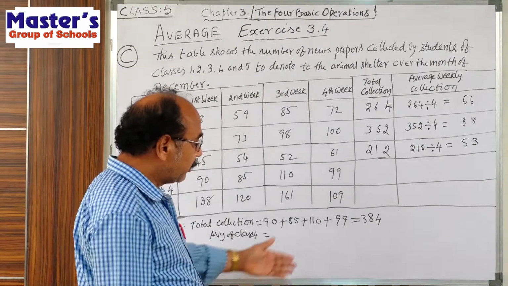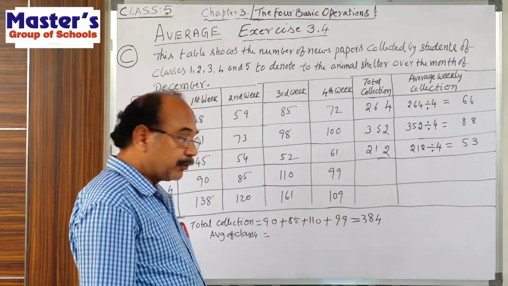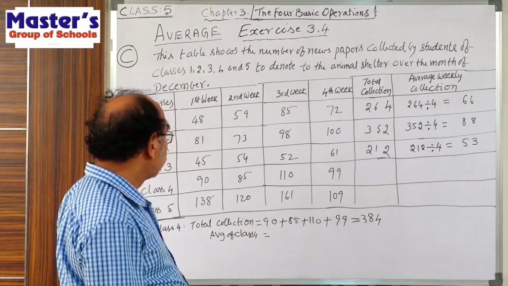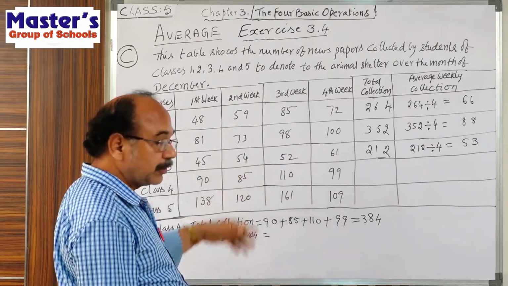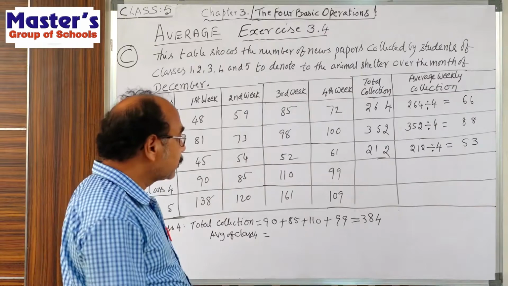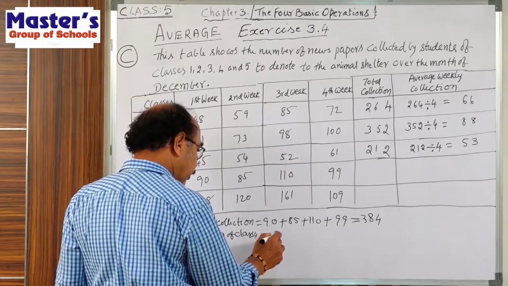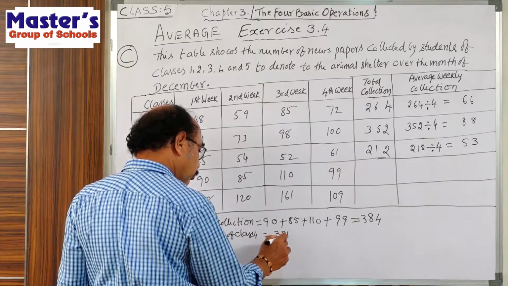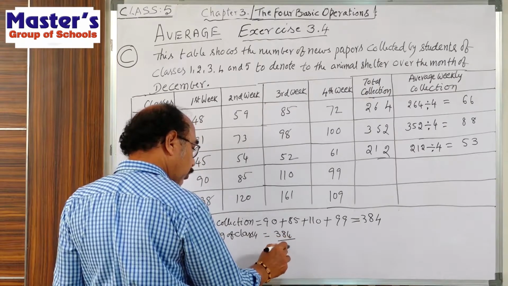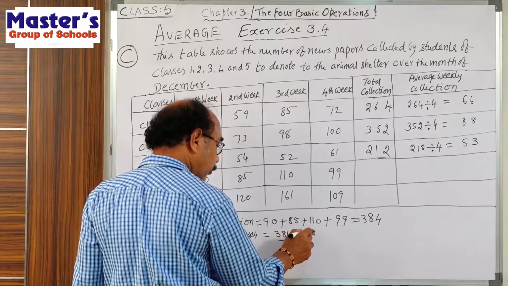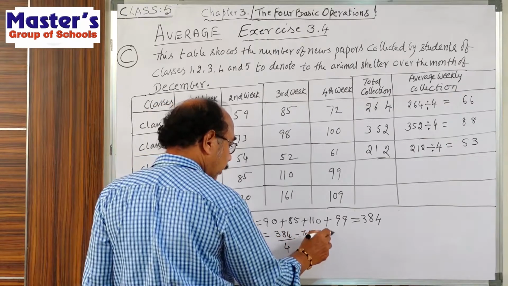Average means we divide the total by 4. Why? Because it is 4 weeks, no? To calculate the 4 weeks average, we divide the total 384 by 4. The 384 represents what? Total collection.